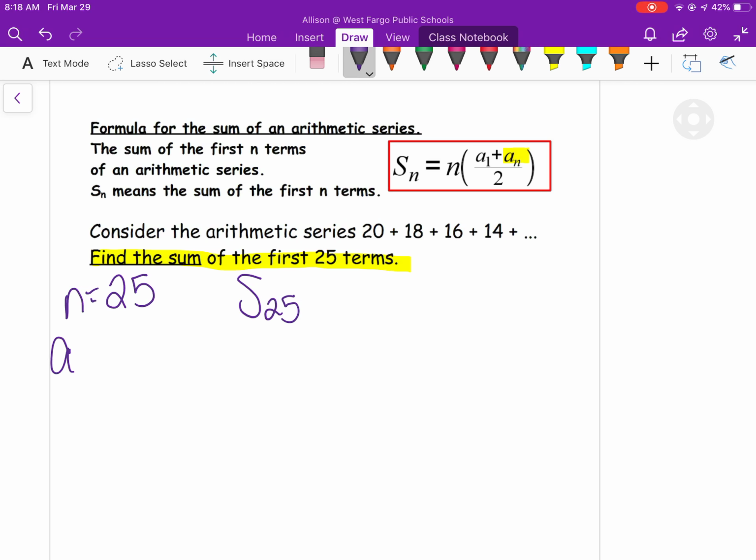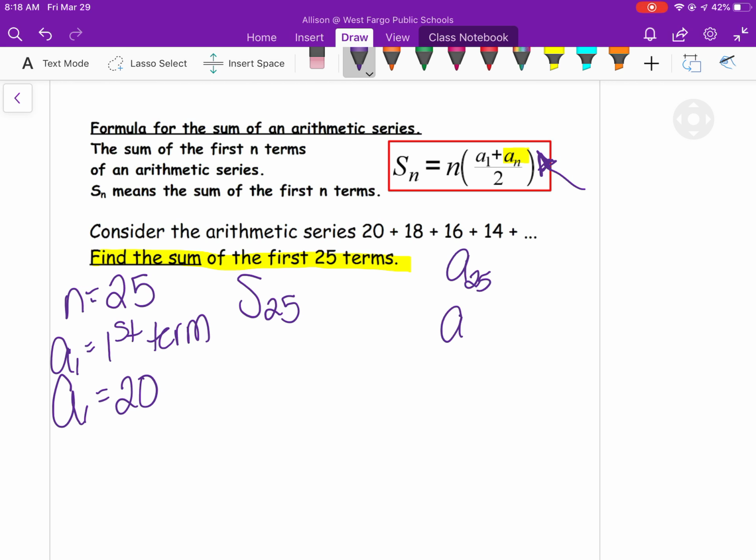Remember that a sub 1 is your first term. So in this example, our a sub 1 will be 20. And we will need to find our a sub n, our a sub 25 for this part of the formula. So since we need to find a sub 25, we need to find the formula for our series, our a sub n. So remember the general form is dn plus a sub 0. So our common difference times our n plus our term before the first term.